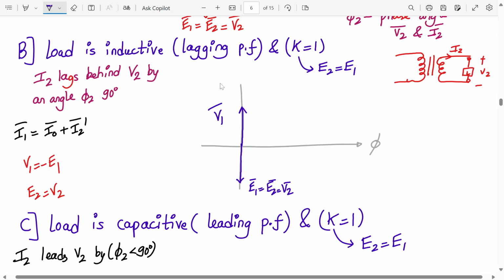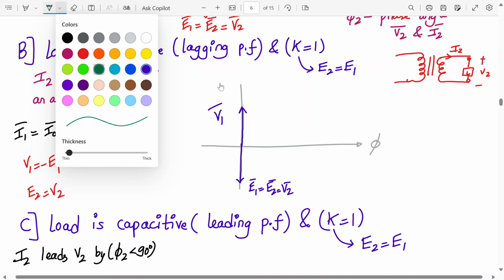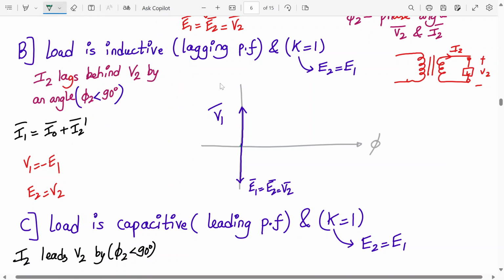I am saying it's an inductive load where V2 is lagging behind a voltage with an angle of phi, which is less than 90 degrees. It's not a pure inductor. So less than 90 degrees, where will it come now? Here, right? Less than, no?